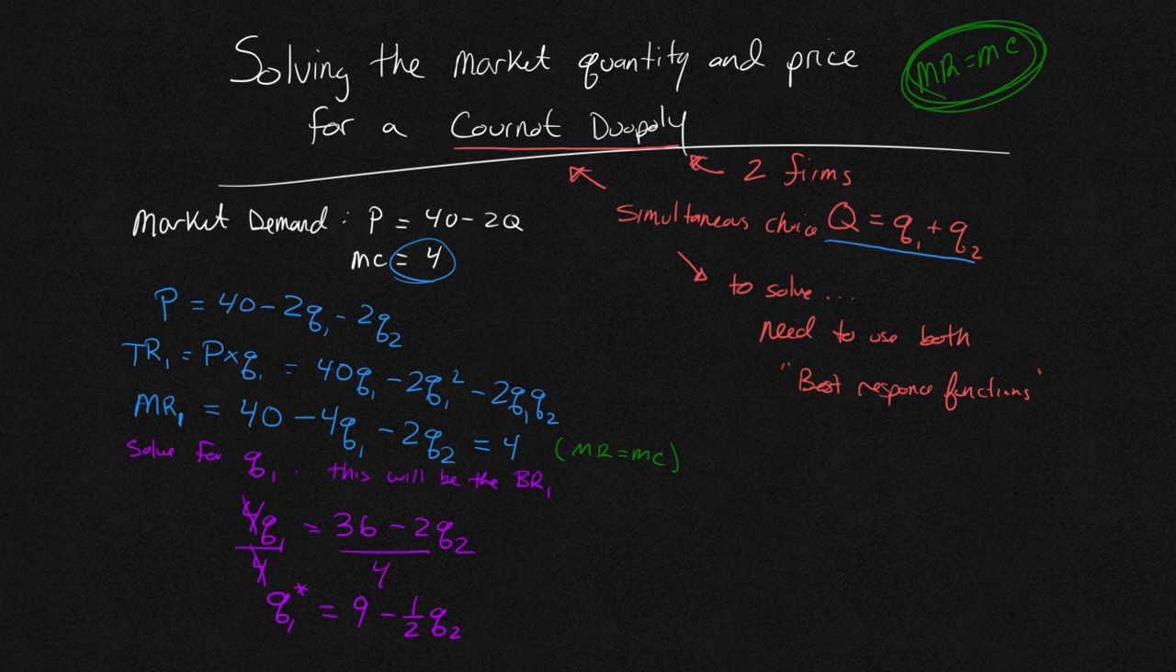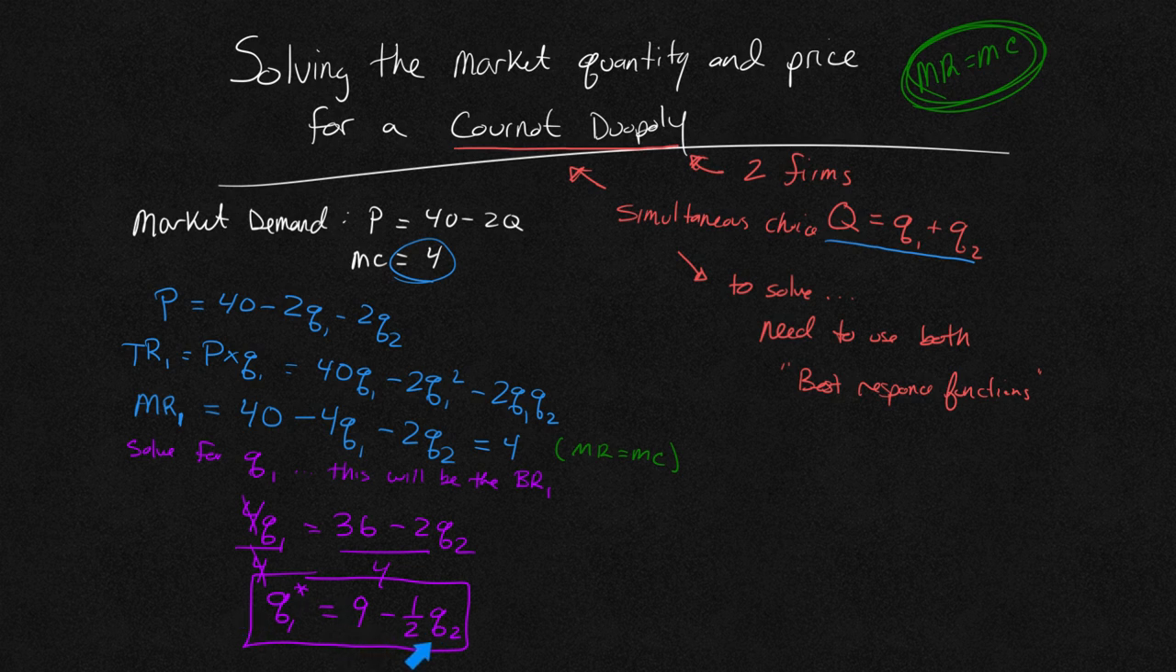If your algebra is a little shaky, pause the video and go back and make sure you can get to this best response function. Now I want to take a quick break from doing the algebra and talk about what this actually means. This means whatever q2 decides to produce, this is the quantity that q1 is going to produce. So if q2 decided to produce 18, well, that would be 9 minus 9, it'd be 0. There'd be no room for q1 to be in the market anymore. If q2 were to produce 0, then we know that q1 would produce 9.